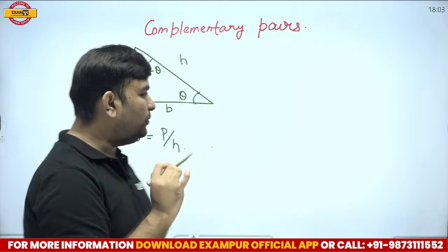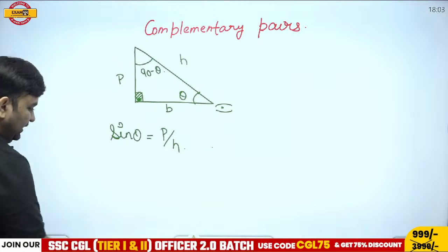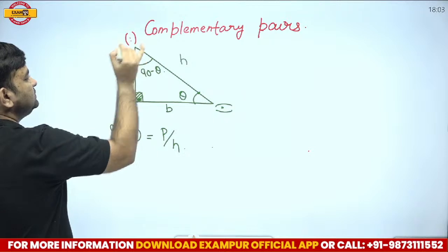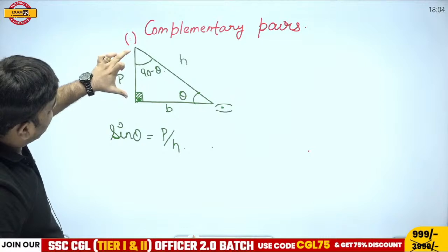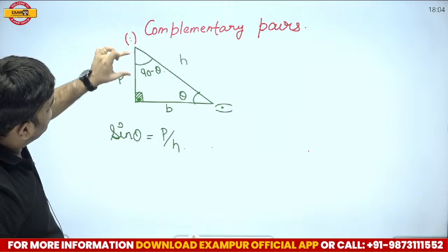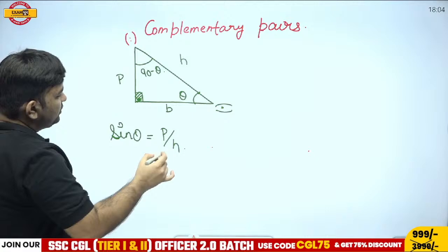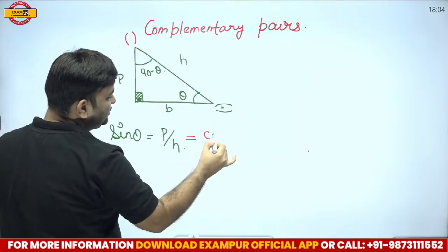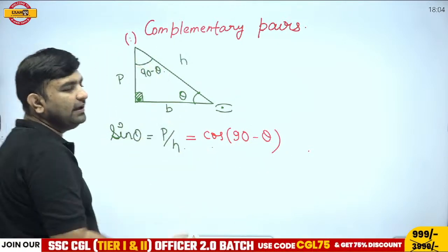Okay? Now, if initially my eye was here, now my eye is here. Now, this perpendicular from here is acting as a base, and this is the hypotenuse. So can I say base upon hypotenuse is cos theta? So this is cos of 90 minus theta, because here the angle is 90 minus theta.